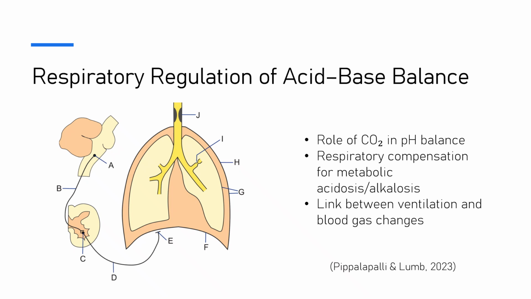The carbon dioxide bicarbonate buffering system is depicted in a simplified diagram on the slide. You can see right here that the buffering reaction causes changes in ventilation to directly affect blood pH. This demonstrates how closely breathing and acid-base regulation are related. This is the link between ventilation and blood gas changes.